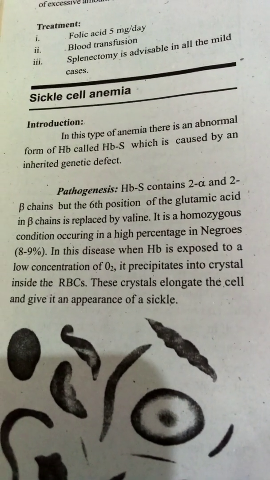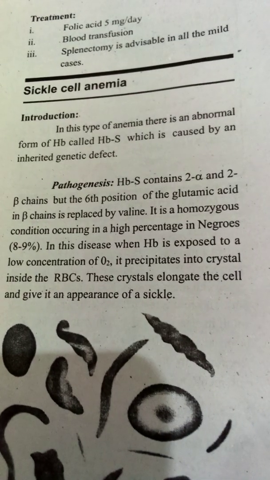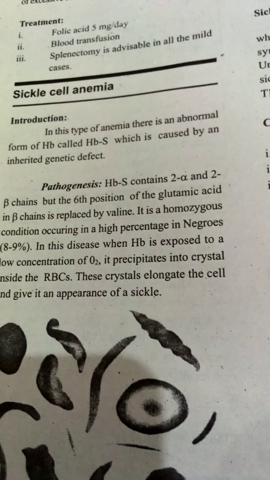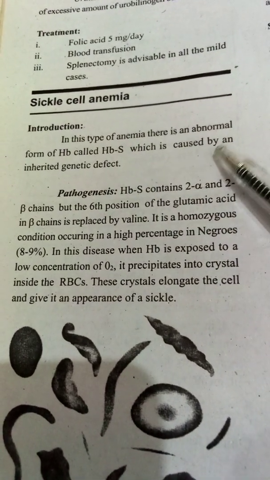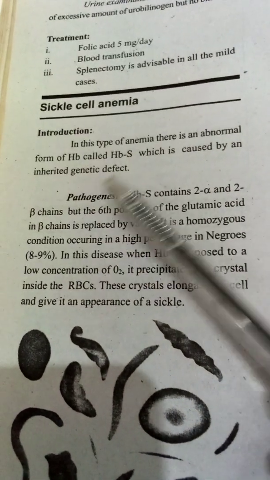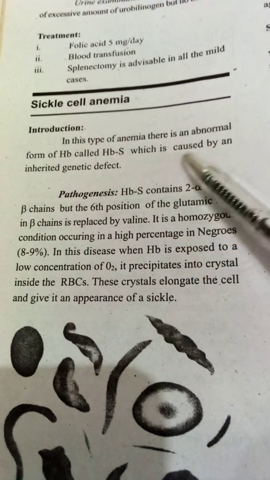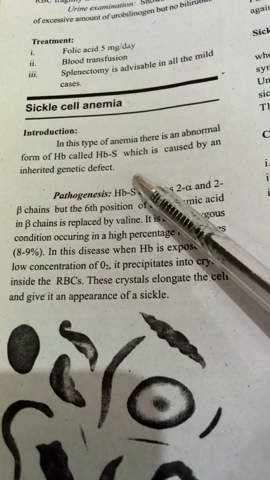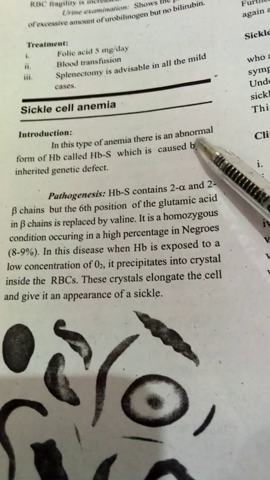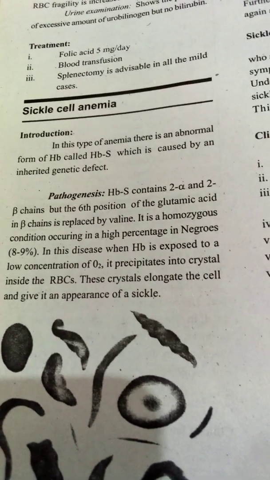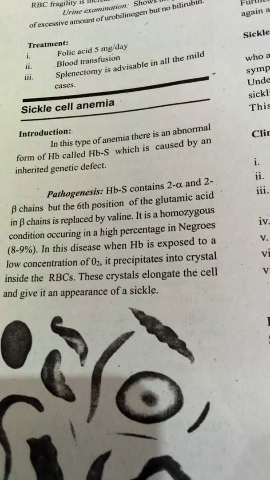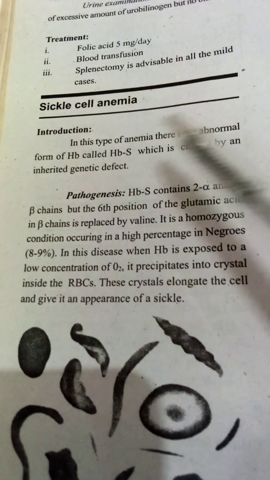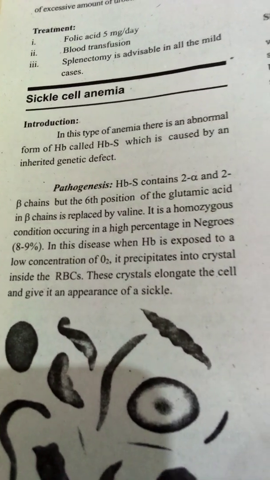It is a disease and disorder. First of all, there is an introduction of sickle cell anemia. In this type of anemia, there is an abnormal form of hemoglobin called hemoglobin S, which is caused by an inherited genetic defect. It is an abnormal condition of hemoglobin. There is a change in the shape of the hemoglobin molecule, and it is a genetic defect. It is transferred from parents to the offspring.